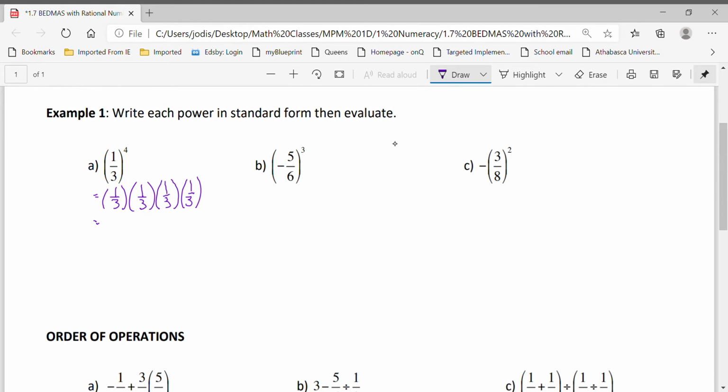So then we just want to follow our rules that we talked about yesterday with multiplying our fractions. So we can just multiply across the top and then multiply across the bottom. In this case, across the top is just 1, and then on the bottom we have 3 times 3 is 9, 9 times 3 is 27, and 27 times 3 is 81.